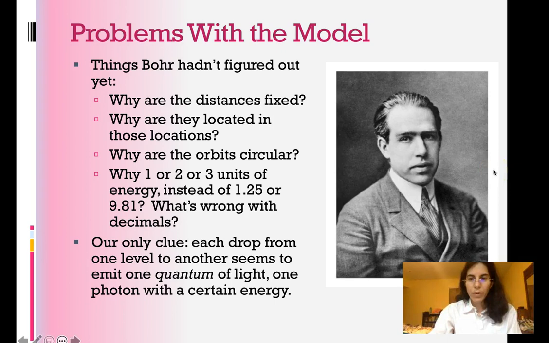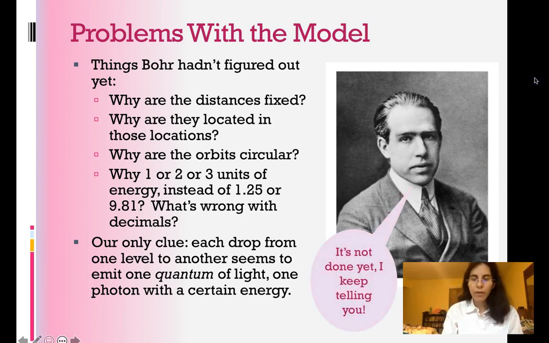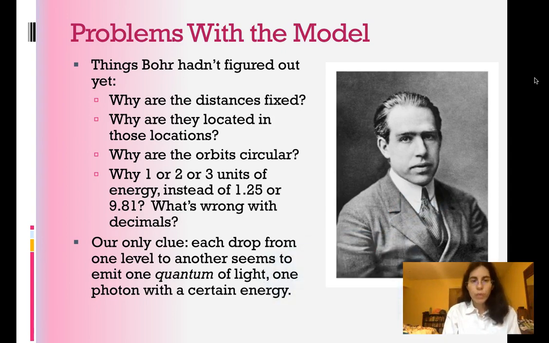The problem with the Bohr model, though, is that it didn't explain everything. Bohr was really, really aggravated to be forced to publish it before he was good and ready. He knew he wasn't ready because he couldn't answer these questions. So we in the late 20th and early 21st century can rake the Bohr model across the coals and call him an idiot for not having figured things out yet. He wasn't an idiot. He just wasn't done yet.